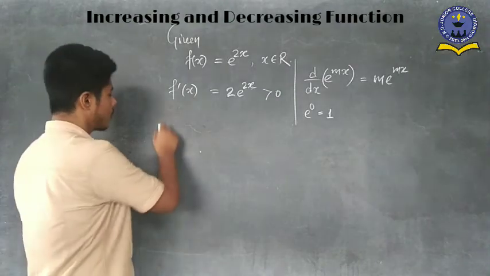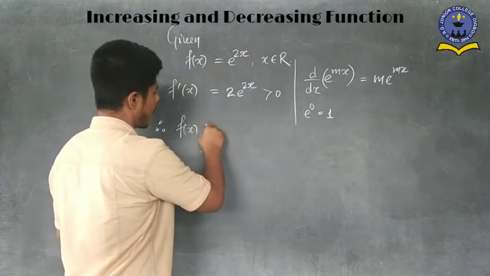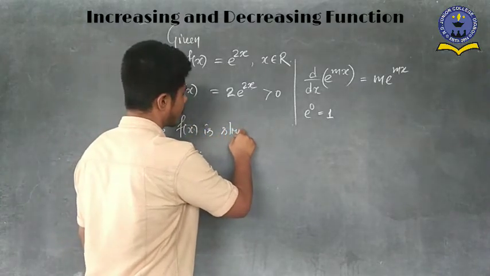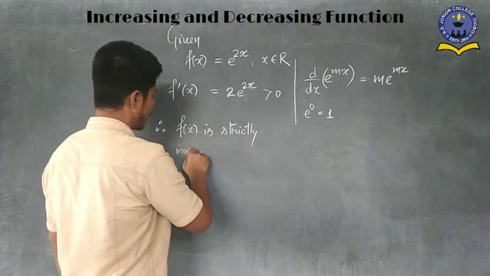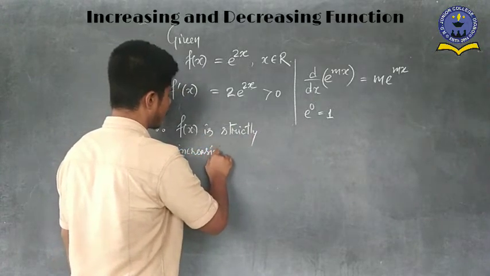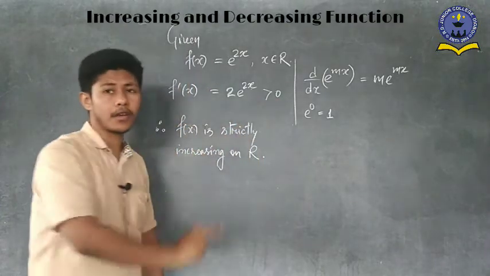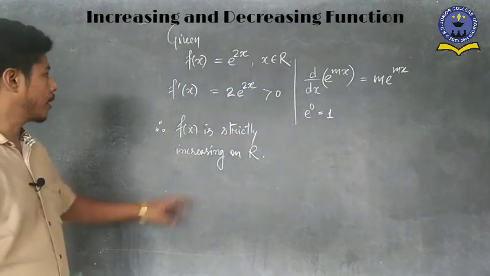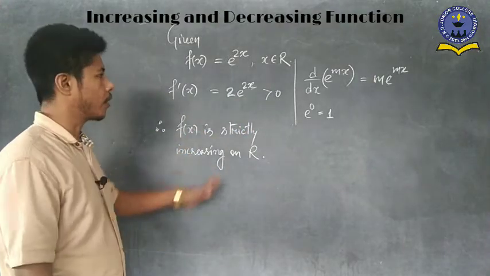Is it clear? So the conclusion here is that f(x) is strictly increasing on R. I think all of you understood this one, so no need to do anything more here. You just have to check whether it is greater than or less than 0, and then simply put the conclusion.